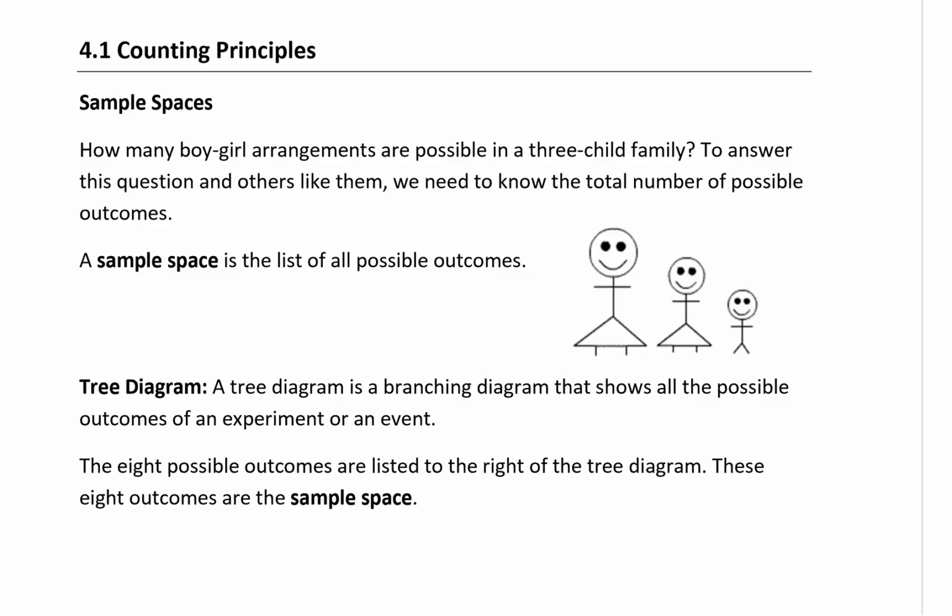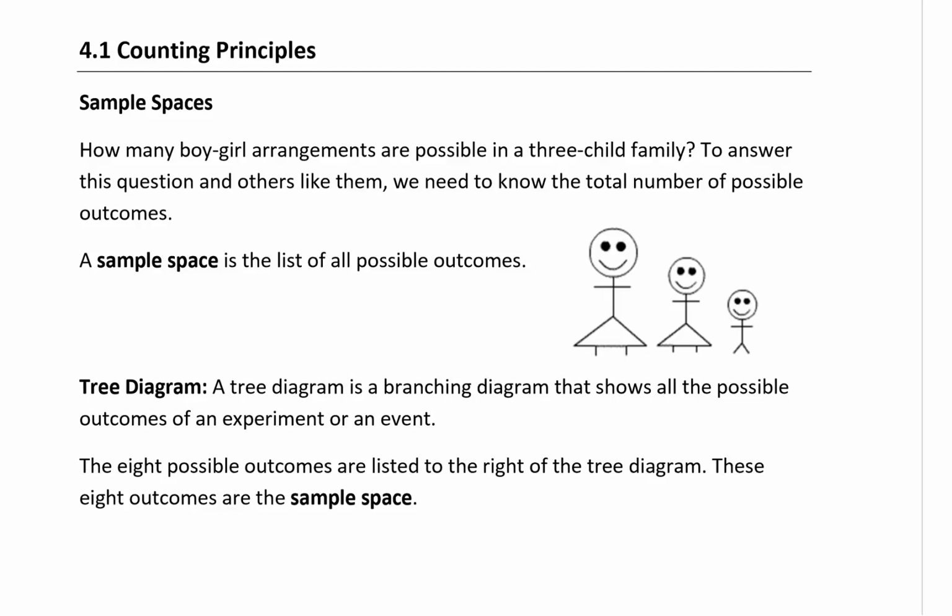In this lesson, we're going to look at counting principles. We're going to look at sample spaces and tree diagrams. Both are methods of finding all the possible outcomes. For sample spaces, if we look at how many boy-girl arrangements are possible, in this topic we're going to look at counting principles. So here's an example.